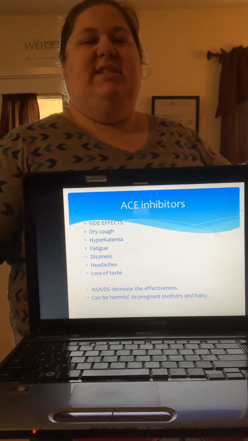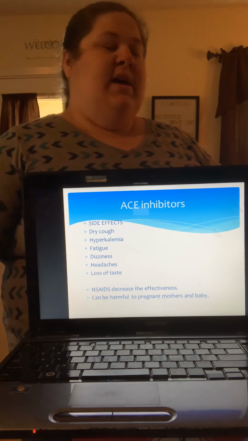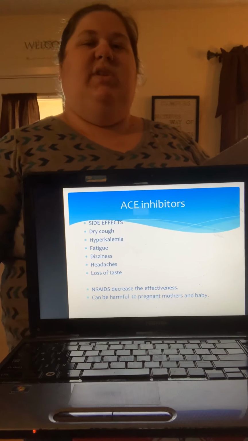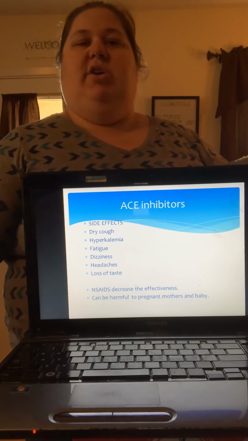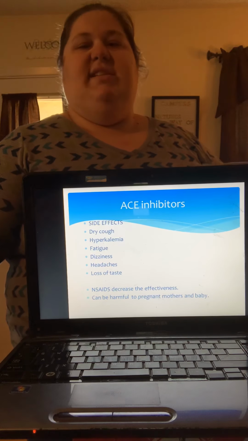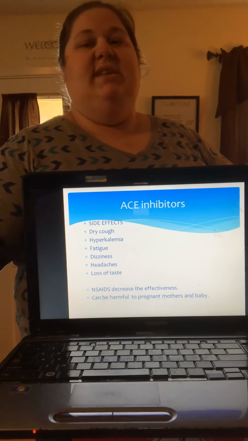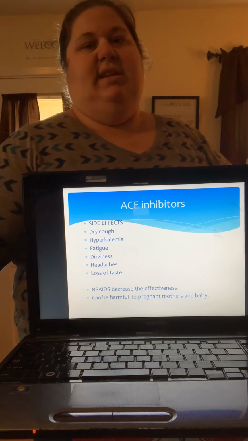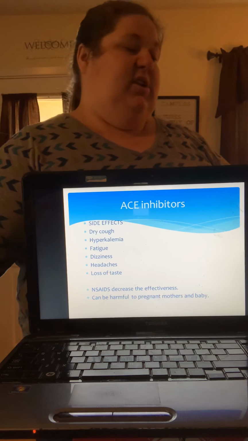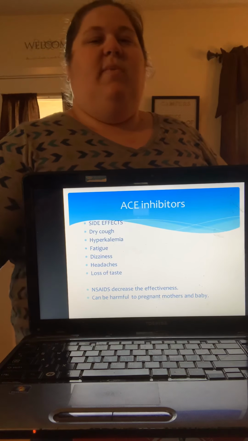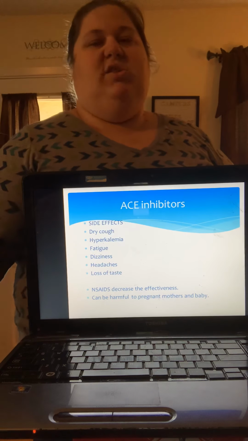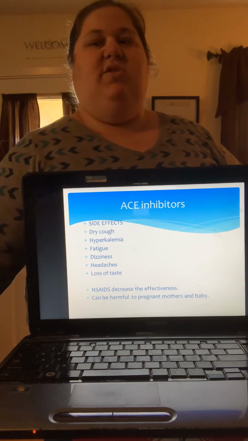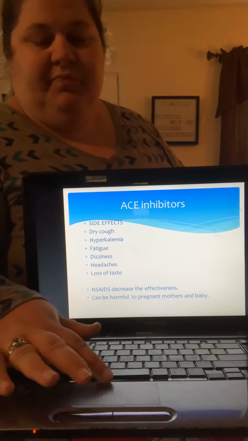Also, a consideration for prescribing an ACE inhibitor is that NSAIDs, if taken frequently or consistently, will lower the effectiveness of the ACE inhibitor. So a daily dose of NSAIDs or frequent doses of NSAIDs will decrease how the ACE inhibitor is working, so that should be considered. Also, they can be bad for pregnant women. They can be harmful to the baby, so that should also be considered if a patient is within that age range of becoming pregnant.